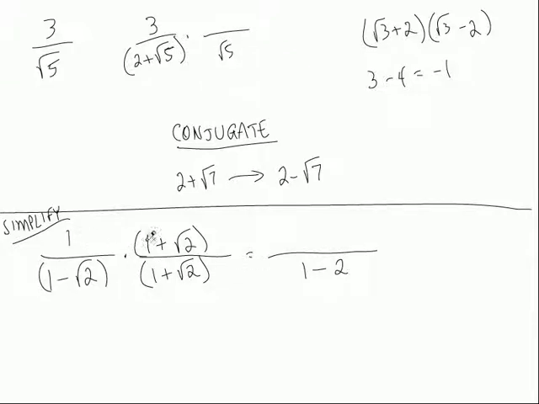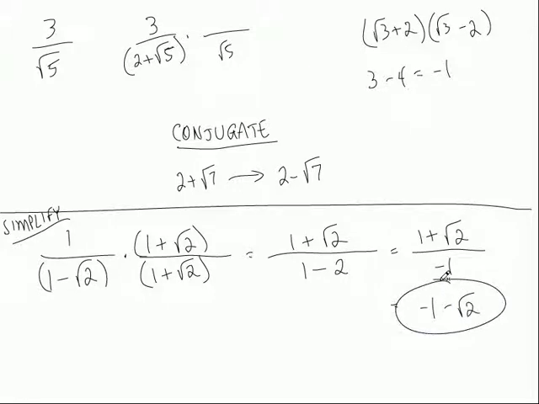Look at the top. It's just 1 times this, so what do I get? 1 plus the square root of 2. Now I got to simplify this. What's 1 minus 2? It's negative 1, isn't it? Now what they do on this one, everything's being divided by a negative 1. So what's 1 divided by negative 1? It's negative 1. Okay? What's square root of 2 divided by negative 1? It's positive square root of 2 divided by a negative 1. It's negative what? Square root of 2. And that's how they want you to write the answer like that.